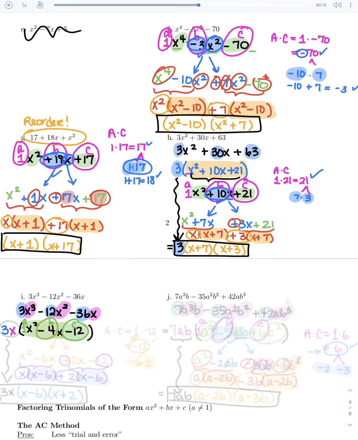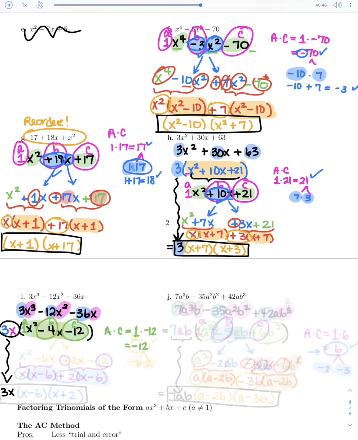However, I do not want to lose all my hard work. I pulled out a 3x. I don't want to lose it, so I'm going to carry it down to the bottom so I don't forget it. That should still be out in front of my final answer. So let's do our AC method on this x squared minus 4x minus 12 and see if it can work out. So off to the side, I'm going to do my A times C, which is going to be my 1 times negative 12, which is negative 12.